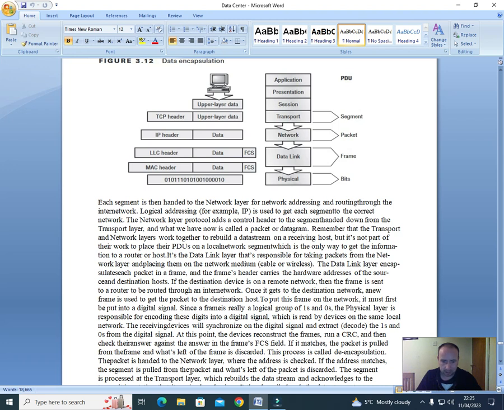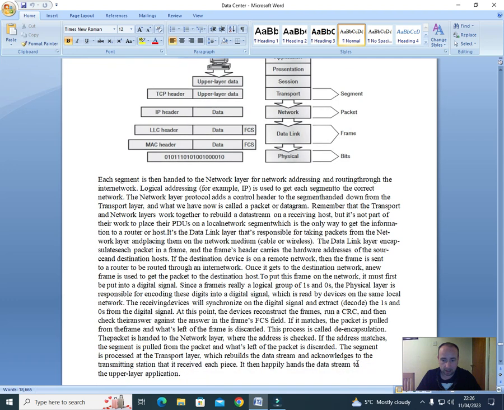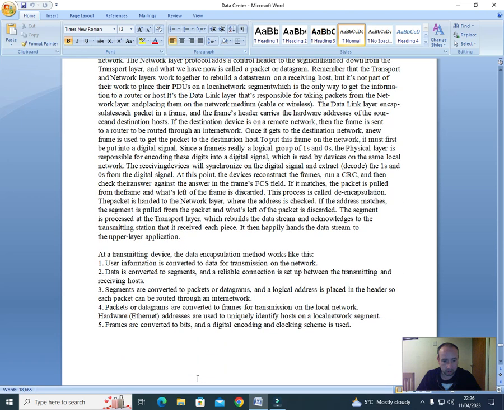The packet is handed to the network layer where the address is checked. If the address is matched, the segment is pulled from the packet and what's left of the packet is discarded. The segment is processed at the transport layer, which rebuilds the data stream and acknowledges to the transmitting station that it received each piece. It then happily hands the data stream to the upper layer application.